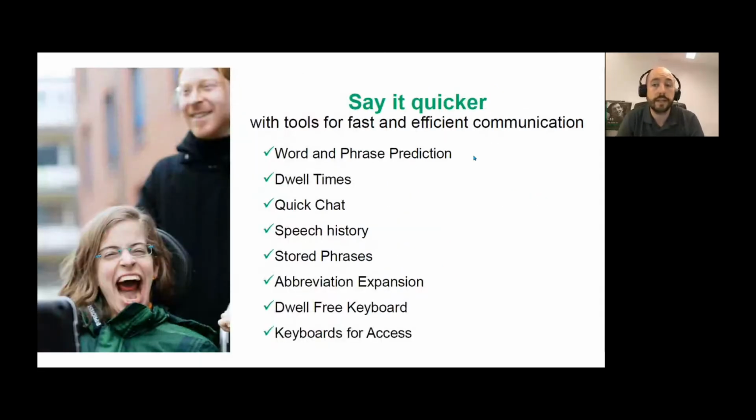Also, if they want to say things quicker, there are different areas as well to help them, tools, I suppose, for fast and efficient communication. So word and phrase prediction, for example. Within the communication side of things, you have that prediction that helps them to communicate faster, be it a word, be it a phrase as well. You have dwell times. So again, as I mentioned, you can increase and decrease the dwell times depending on whether you're using the keyboard or whether you're actually at the home page using the different applications.